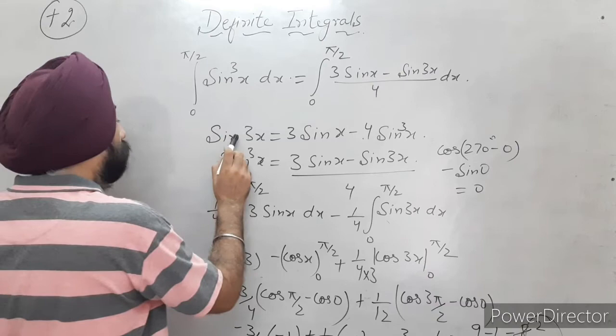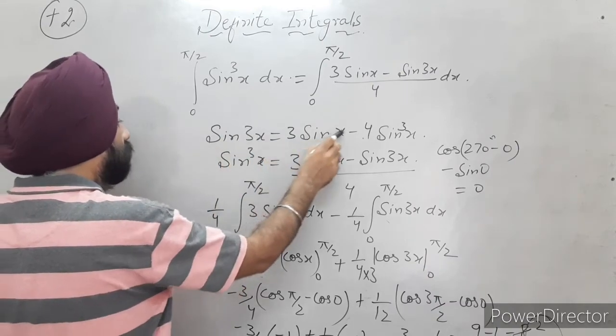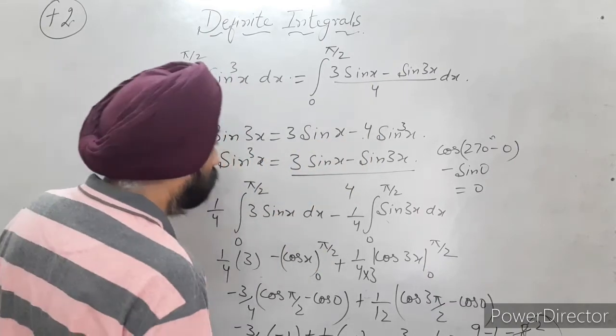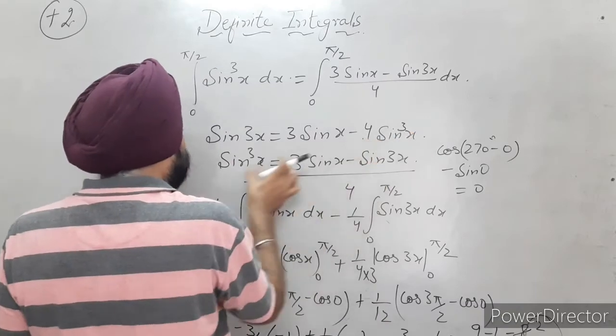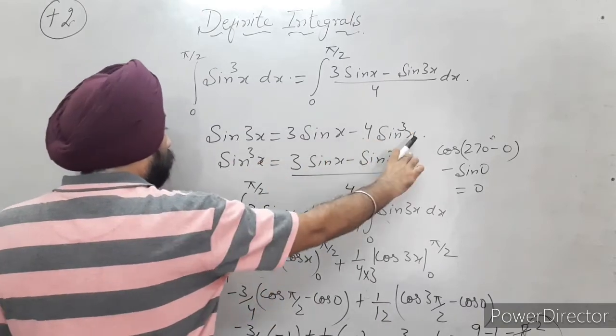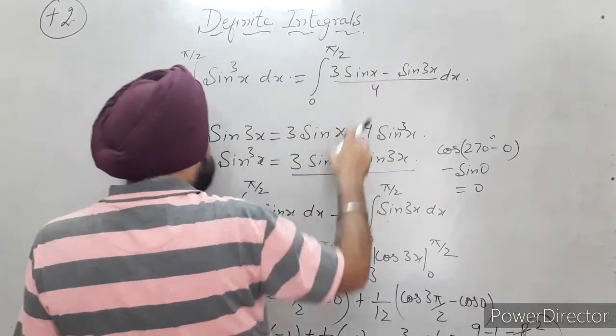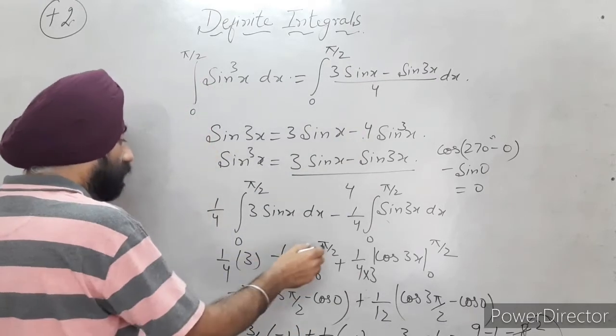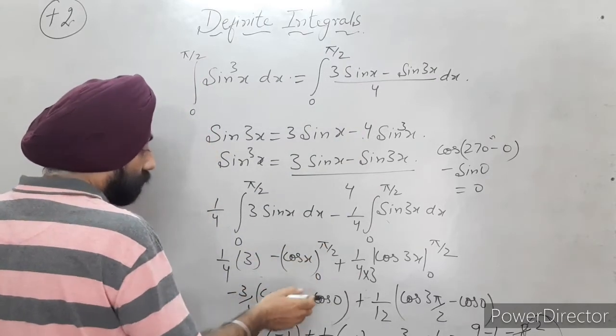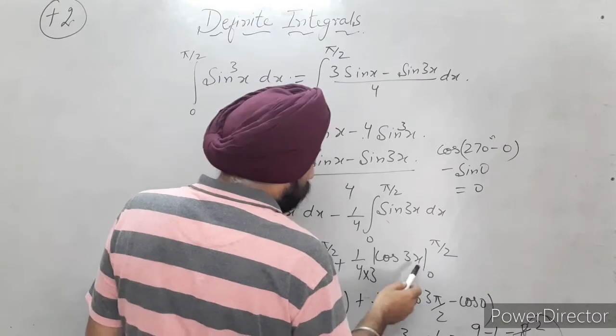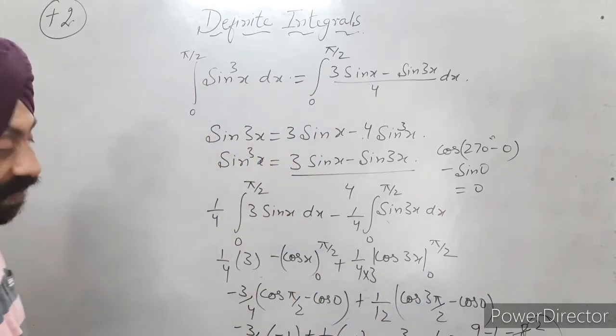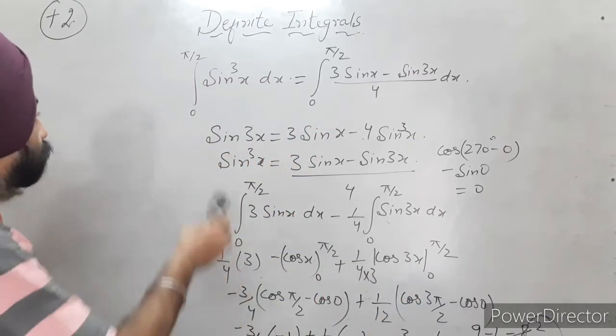I have used the formula sine 3x is 3 sine x minus 4 sine cube x. From here I get the value of sine cube x. Substitute it here. Now integrate and put the limits, upper limit minus lower limit. Same case, upper limit minus lower limit. We get the required answer.